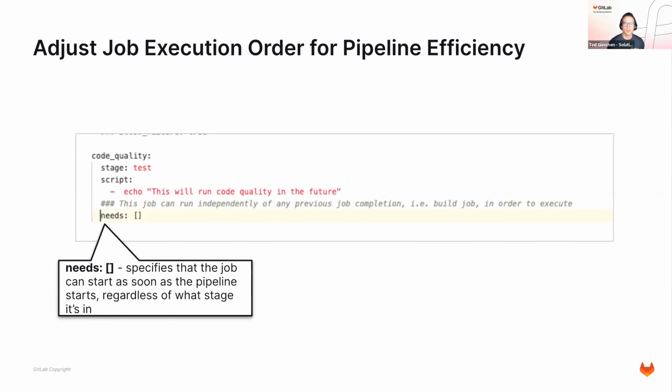So we can leverage the needs keyword for this. Needs allows us to specify which specific jobs we need to run beforehand in order to run this specific job. And this is independent of the stage that the job is actually in. Now, if we leave the needs keyword empty, so if we define it as an empty array, all that means is that this job doesn't require any prior jobs at all and can just kick off right away.